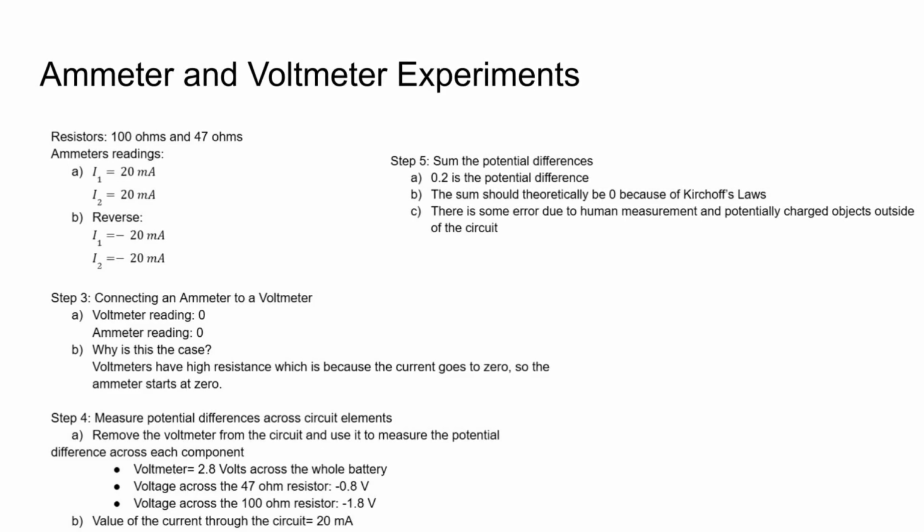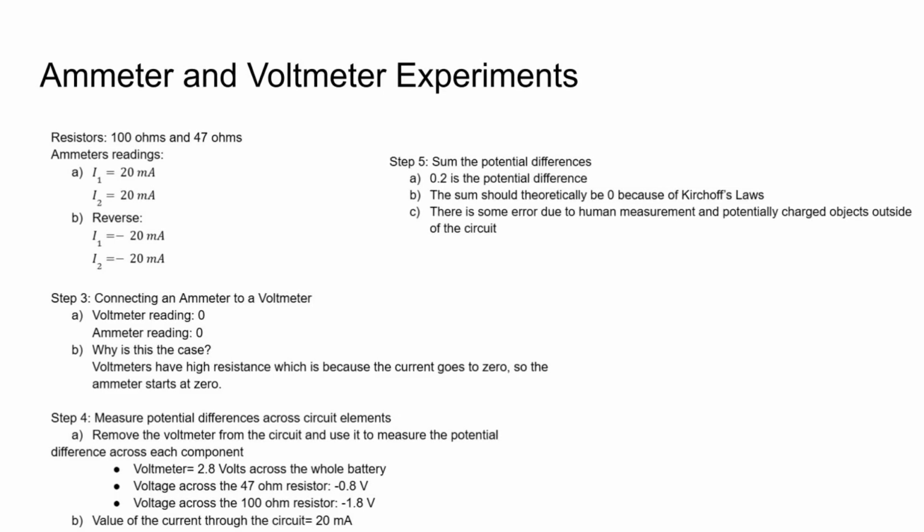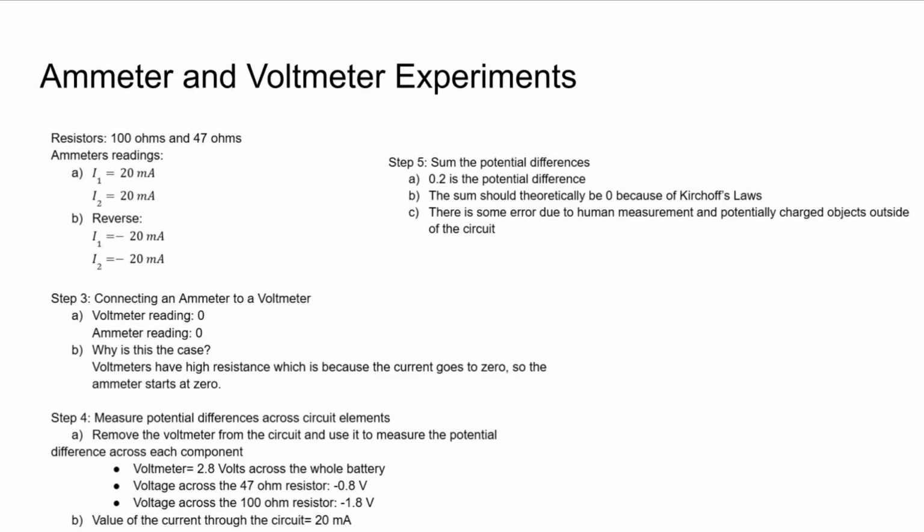and in reverse they're just going to be the same thing but negative. So the next step is connecting an ammeter to a voltmeter, and when we do this, the voltmeter and ammeter readings are both 0 because voltmeters have high resistance, which is because the current goes to 0, so the ammeter starts at 0.